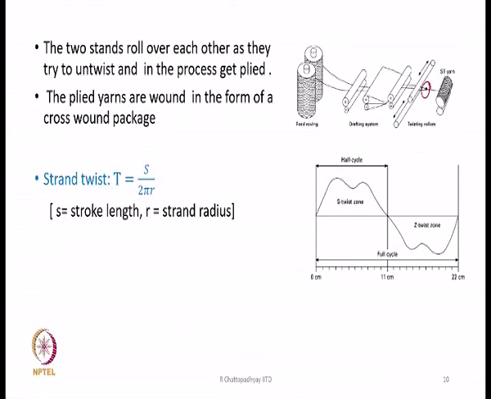Once they reach that point, I will come to a little detail about the phase shift. The two strands will be allowed to untwist and they roll on each other now, and therefore, they will get plied. And the strand twist is all we can write as S by 2 pi r, where S is the stroke length and r is the strand radius, which is a function of the count of the roving and how much draft we are giving. So, how much stretch is there in the drafting zone and what is the linear density of the roving that we are feeding.